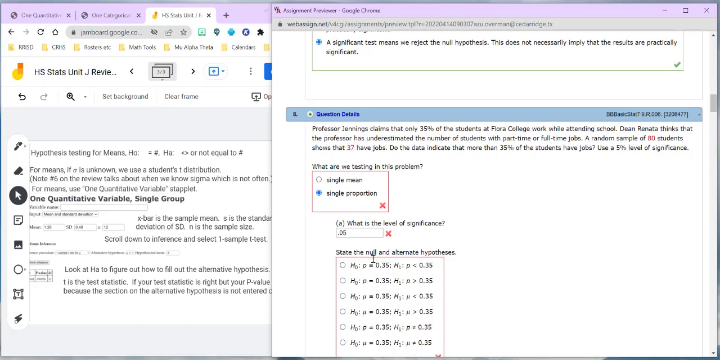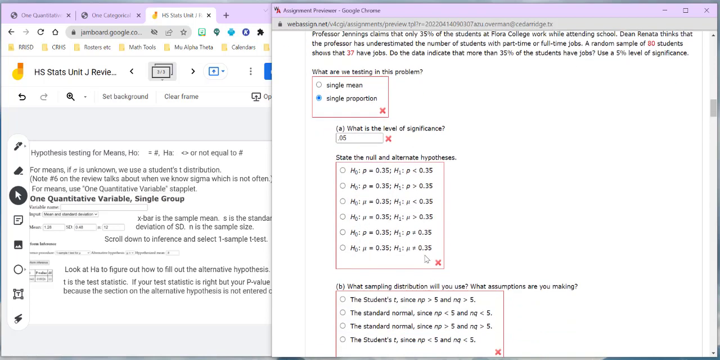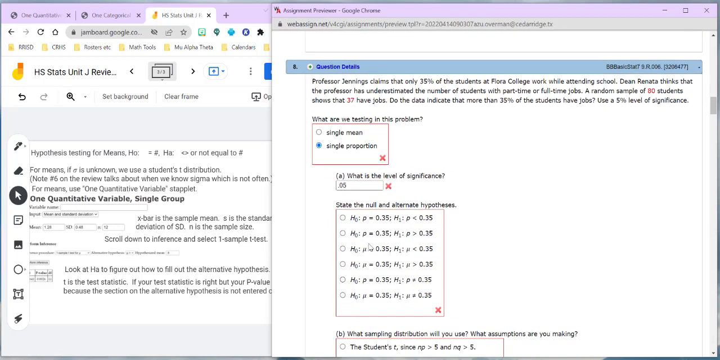The easiest way, if you get confused, is to look at your hypotheses choices. They don't mix. Oh, they do mix in a mu. It is half P and half mu. I lied, I was thinking they only had P's here. So this is a proportion. How can I tell? Because I have 37 jobs and 80 students.